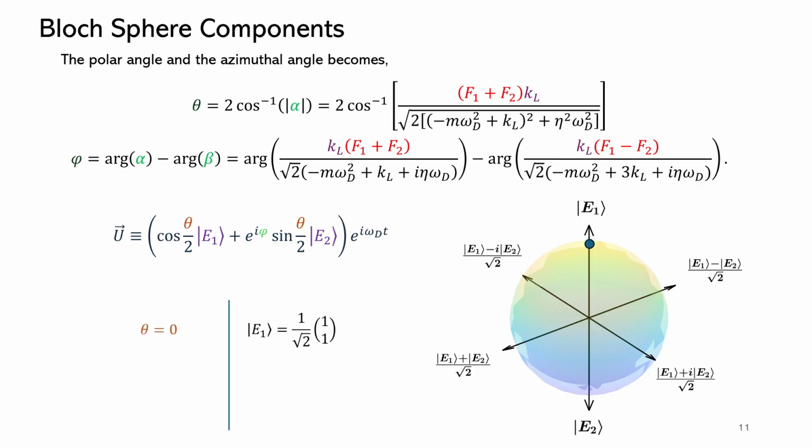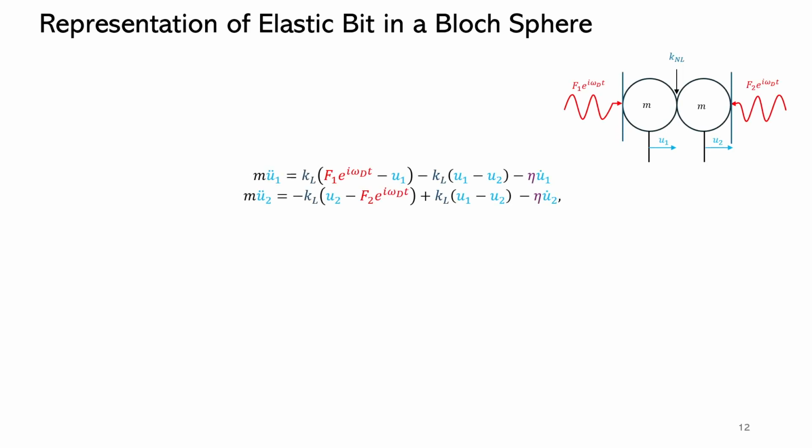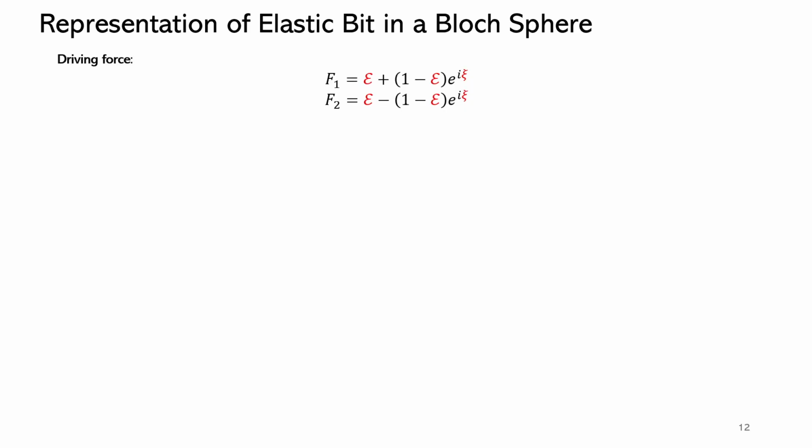So when theta is equal to 0, the system is at pure state e1, 1 1, and when theta is equal to pi, the system is out of phase, e2, 1 -1. So we will represent our elastic bead in this system. This is our main equation of motion for a linear model, and our driving force is F1. We are keeping the frequency the same over here, but we are changing F1 and F2.